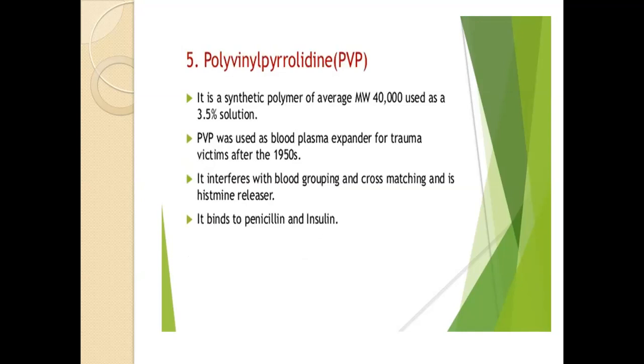Polyvinyl pyrrolidone. It is a synthetic polymer of average molecular weight 40,000 and it is used as a 3.5% solution. It was used as a blood plasma expander for trauma victims after the 1950s. It interferes with blood grouping and cross-matching and is a histamine releaser. It binds to penicillin and insulin.